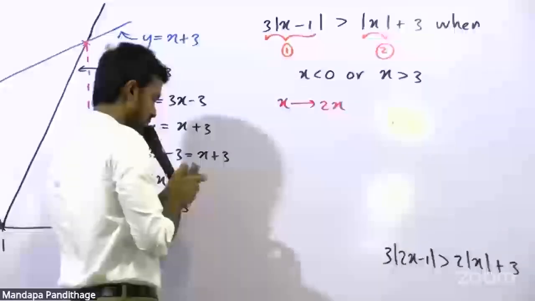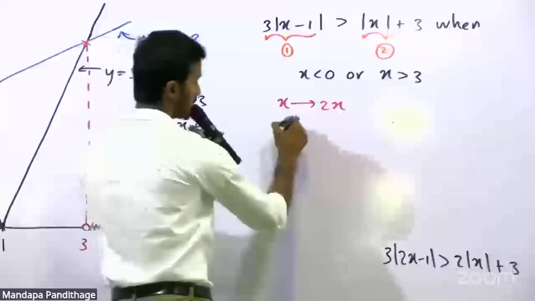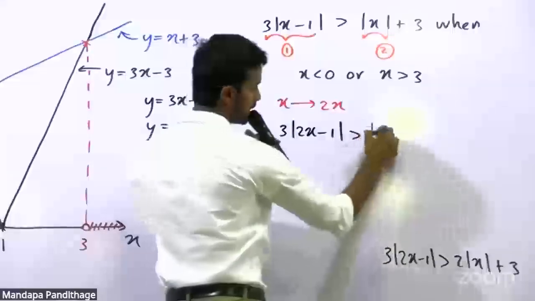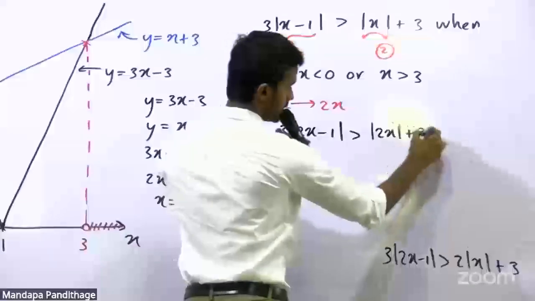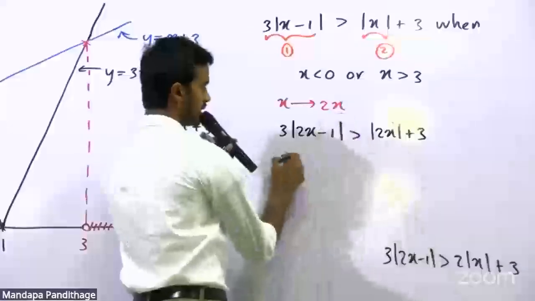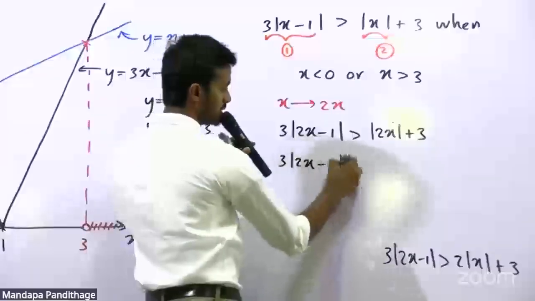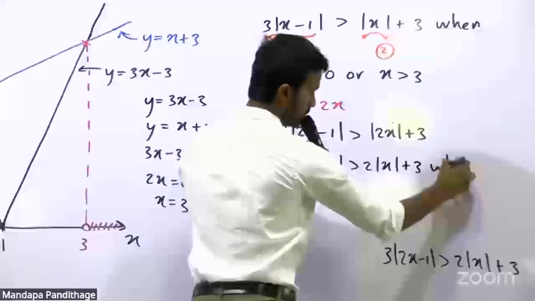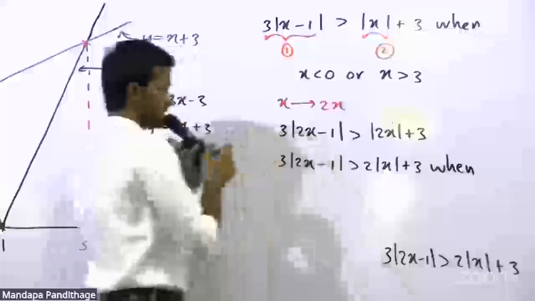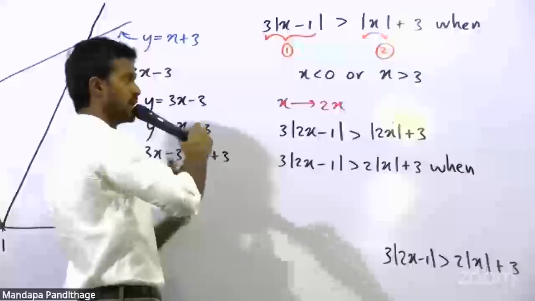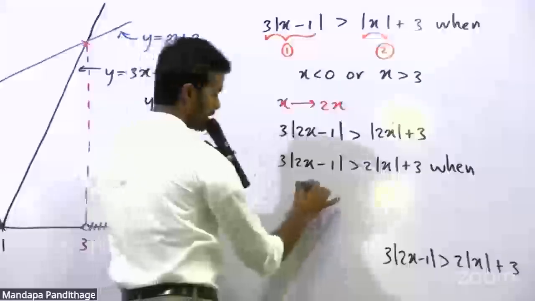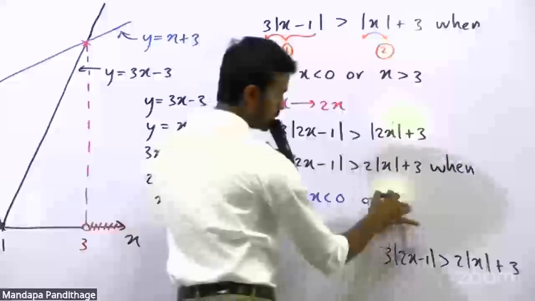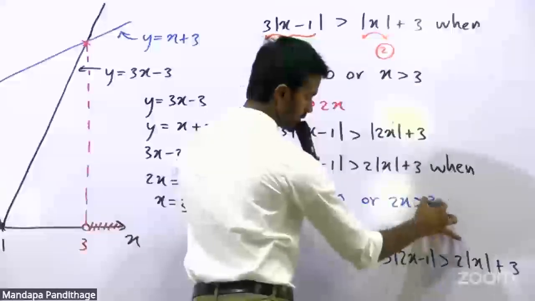So when x has been replaced by 2x, you get 3 times modulus 2x minus 1 is greater than modulus 2x plus 3. So here we can take a 2 easily out of the modulus. 2 times modulus x plus 3. Okay, make sure you even replace x in the final answer. So 2x less than 0 or 2x is greater than 3.